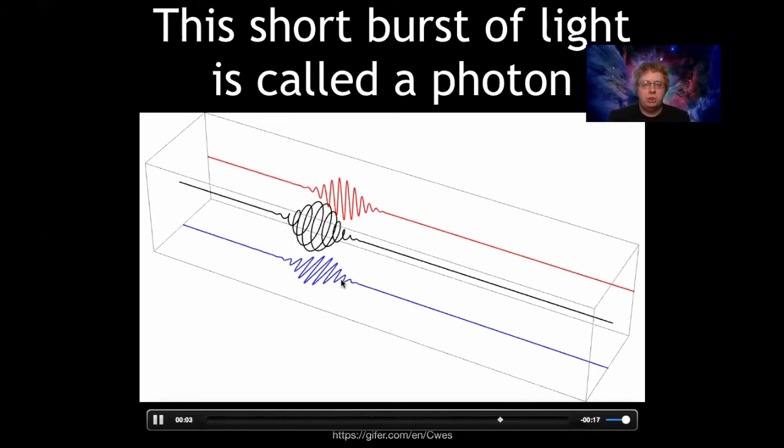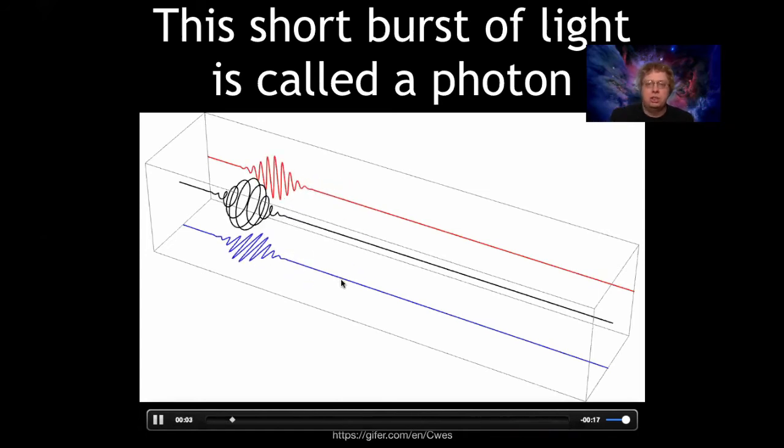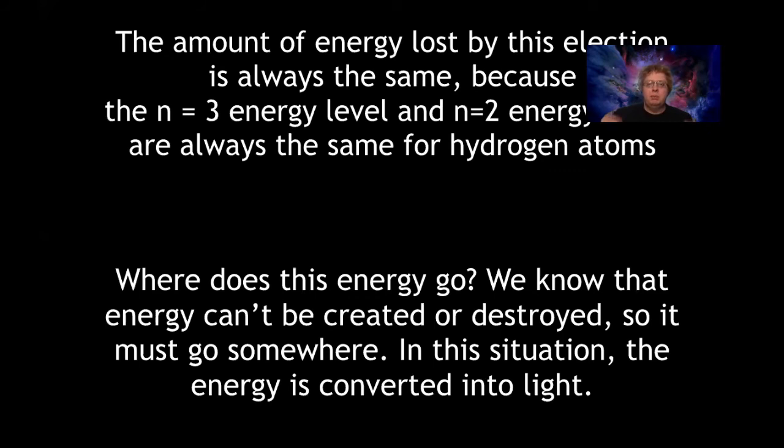So we call this little packet, this little individual particle of light, essentially a photon. The amount of energy lost by the electron is always the same when it goes from n equals 3 to n equals 2, because those energy levels are determined by quantum mechanics, by physics. So every single time a hydrogen atom has an electron that loses an energy level, it goes from n equals 3 to n equals 2, it releases exactly the same amount of energy.